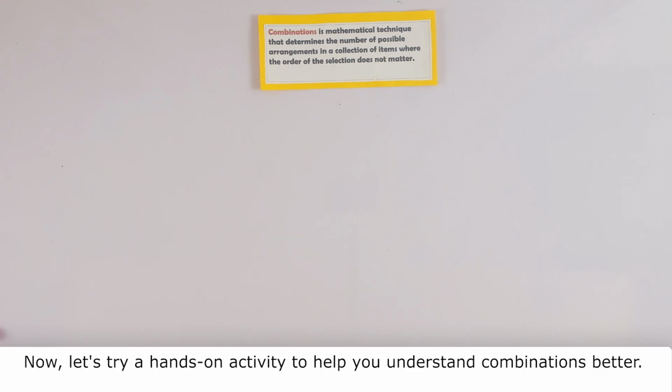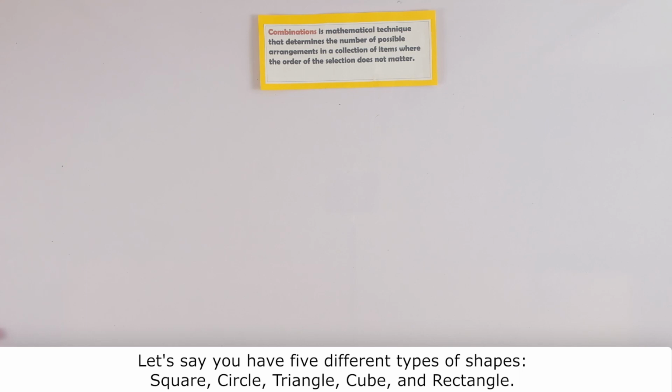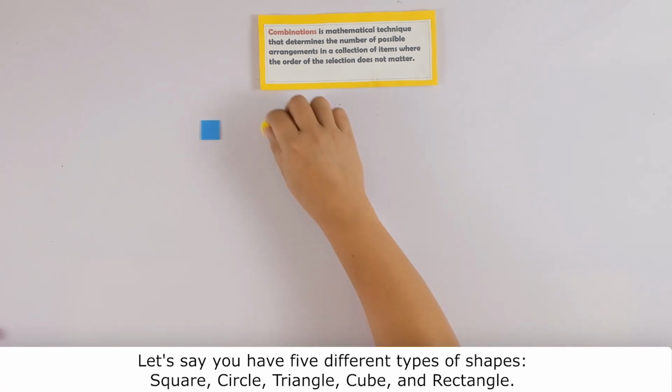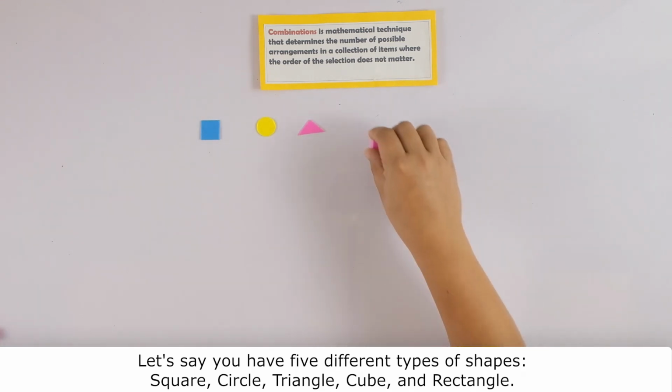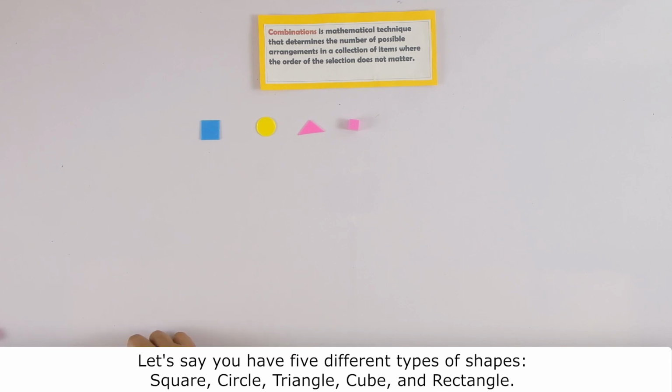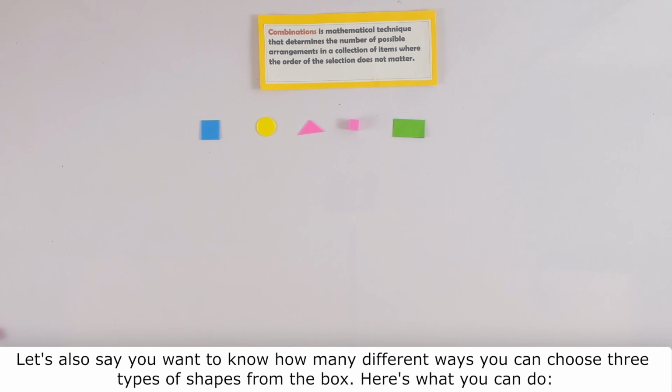Now, let's try a hands-on activity to help you understand combinations better. Let's say you have 5 different types of shapes: square, circle, triangle, cube, and rectangle. Let's also say you want to know how many different ways you can choose 3 types of shapes from the box.